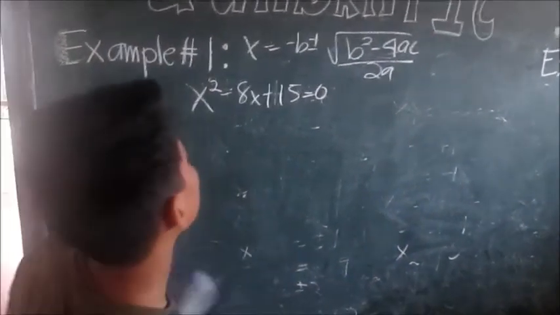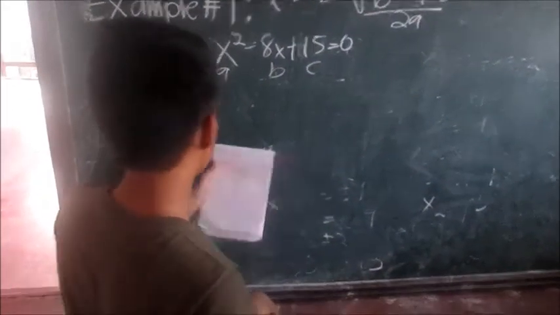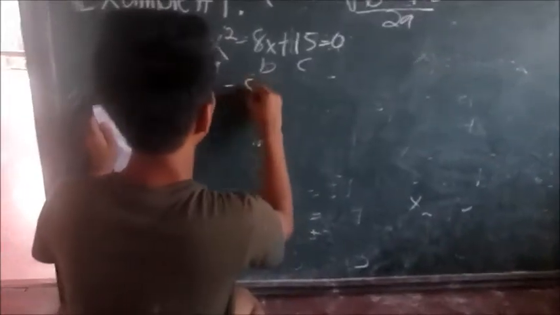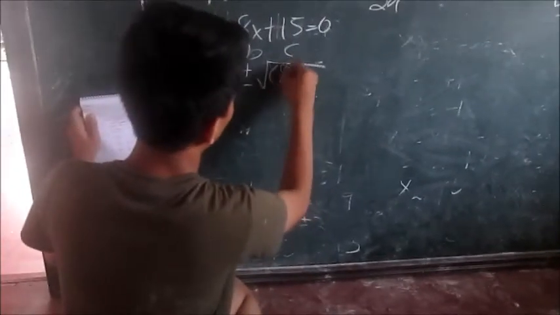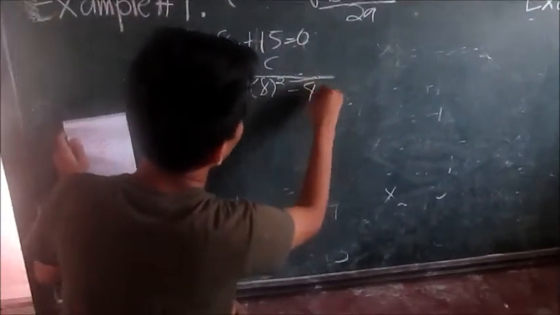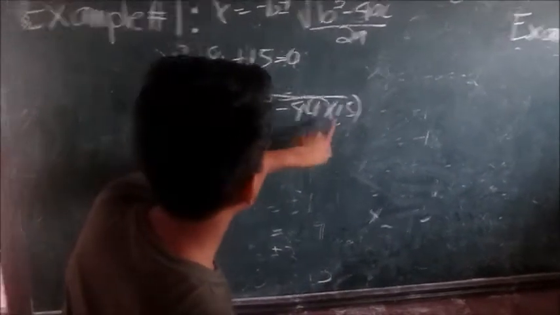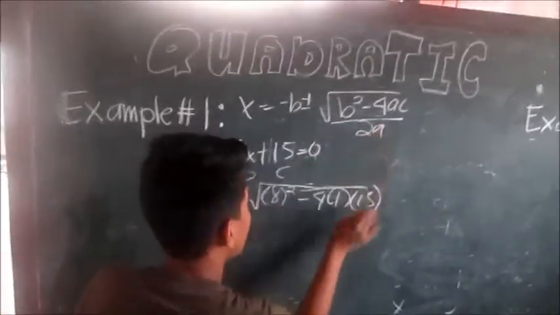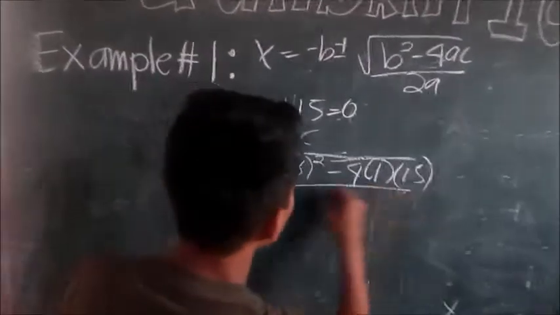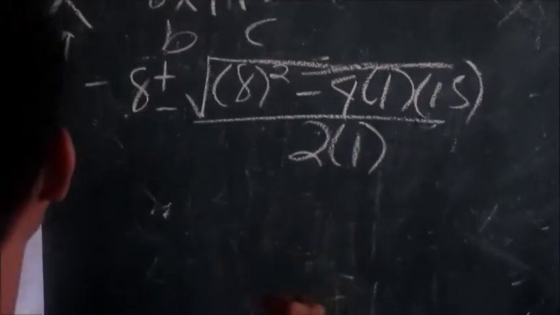It's over. So let's put here, this is a, b, and c. So here, the solution: x equals negative 8 plus or minus the square root of (8 squared minus 4 times 1 times 15) over 2. So where did I get this from? Aside from the formula, I get a from x squared, and c I get from 15, over 2 times 1 because 2a.